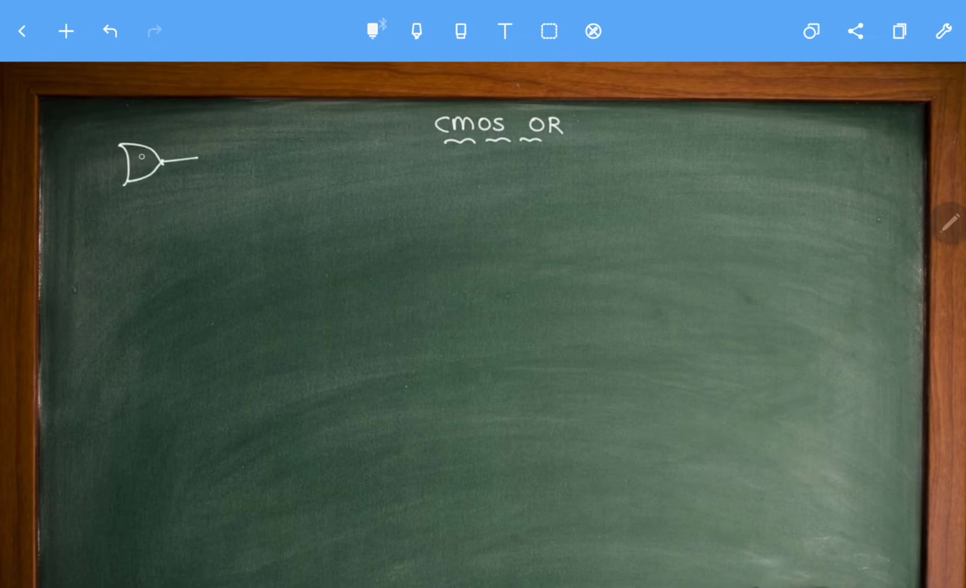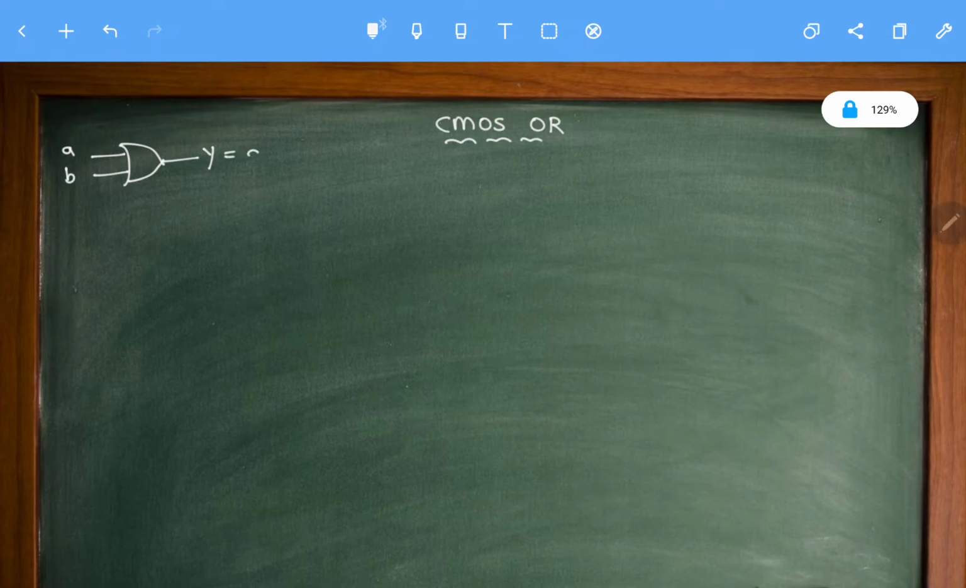Let us see how to draw the schematic of CMOS OR gate. Let us draw the symbol of OR gate first. This is the symbol of OR gate which contains two inputs A and B. Output is Y. Now let us write the Boolean expression for it, which is Y is equal to A plus B.